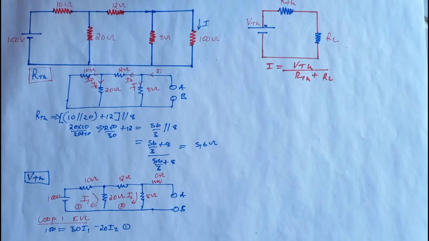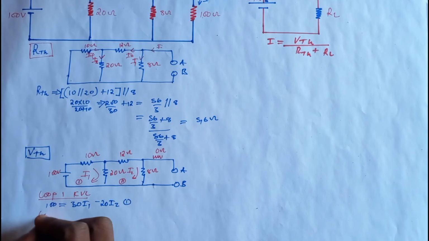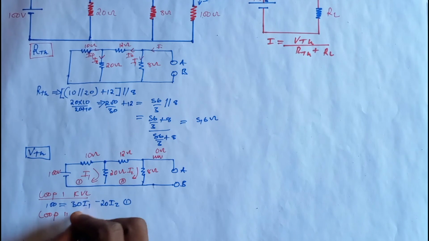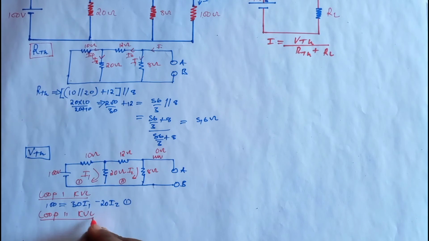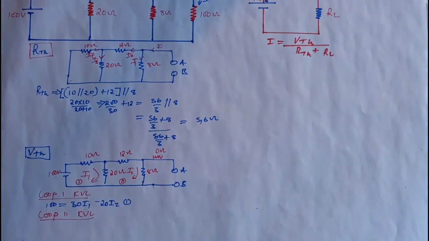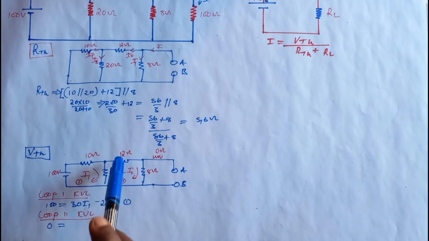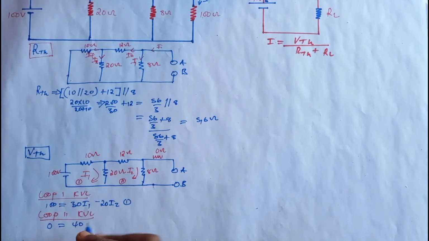Now I'm going to consider the second loop, loop 2, still using Kirchhoff's voltage law. Look, we have no voltage source here, so I'm going to say 0 is equal to... how many resistors do we have? We have 12 plus 20 plus 8, and that is going to give us 40 I2, but the 20 ohm resistor is also found in loop 1, so I'm going to say minus 20 I1, and that is going to be the second equation.